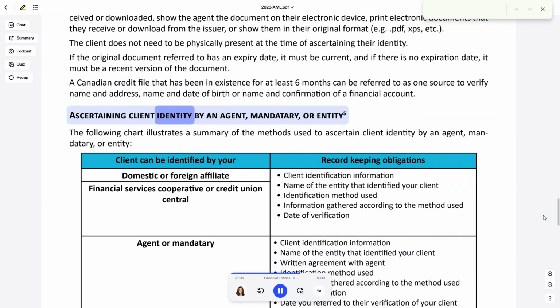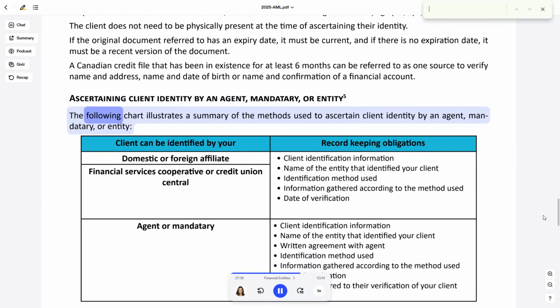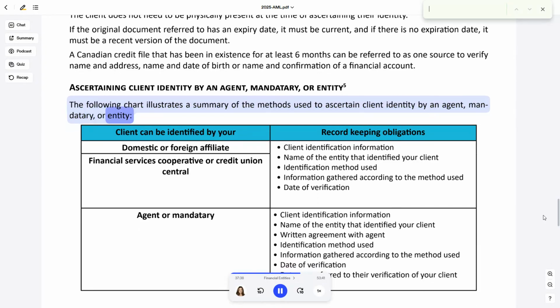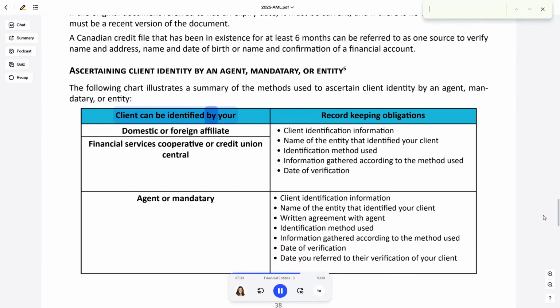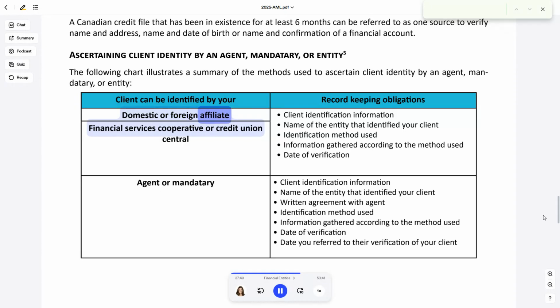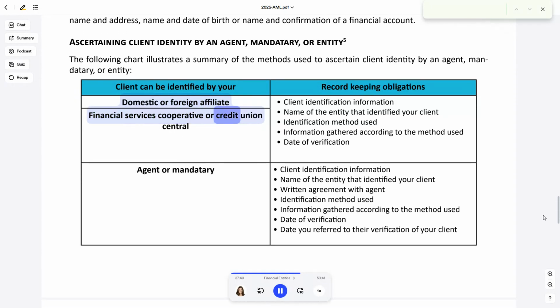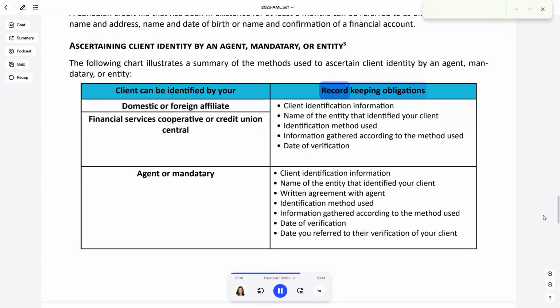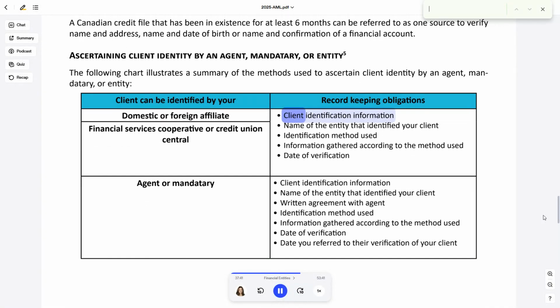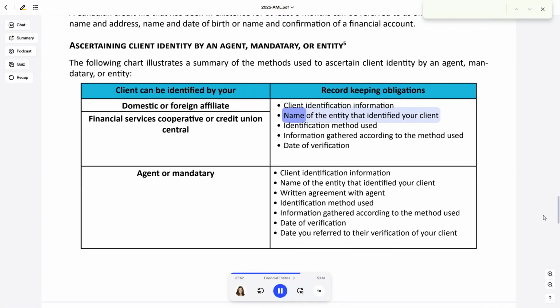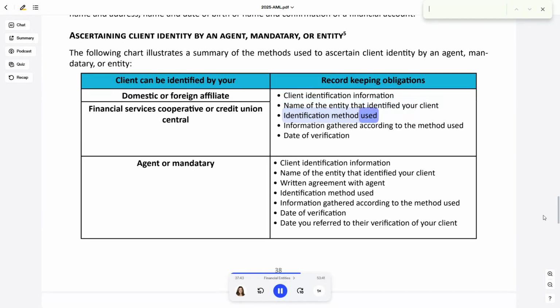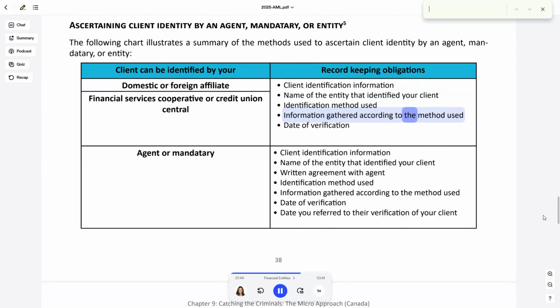Ascertaining client identity by an agent, mandatory, or entity. The following chart illustrates a summary of the methods used to ascertain client identity by an agent, mandatory, or entity. Client can be identified by your domestic or foreign affiliate, financial services cooperative or credit union central. Record-keeping obligations. Client identification information: name of the entity that identified your client, identification method used, information gathered according to the method used.